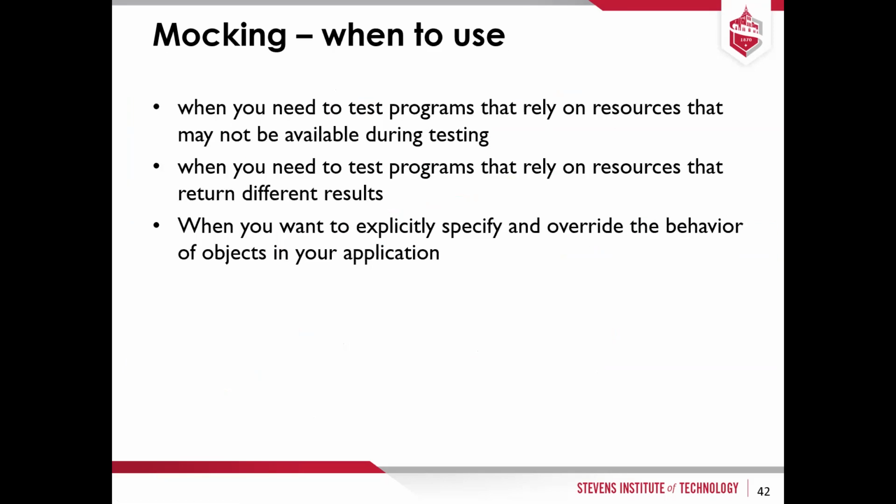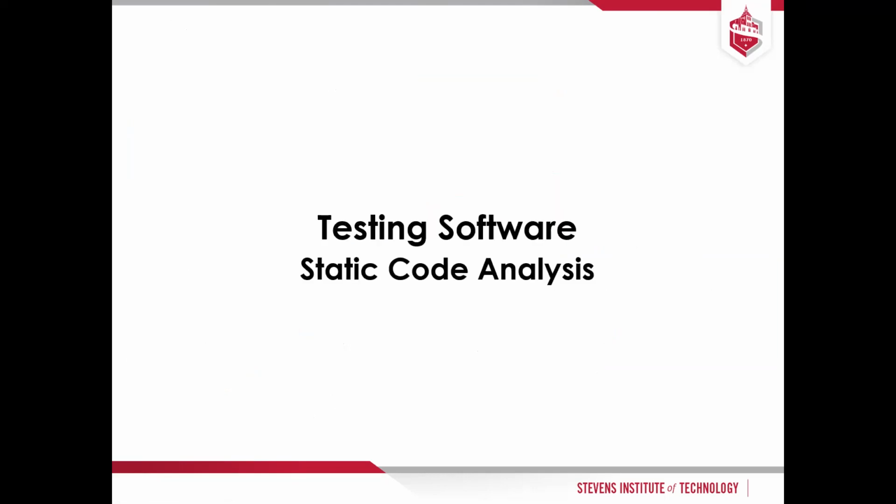When do we use that? When we need to test a program that relies on resources that are not available during the test, that are dynamic, and we explicitly specify and override the behavior of the object for the changes in the dynamic behavior. Any questions so far?